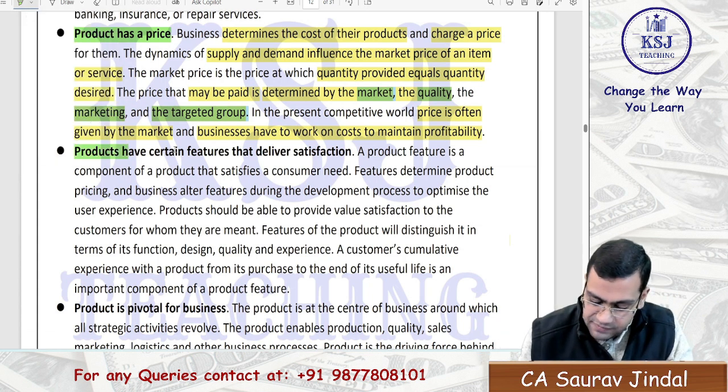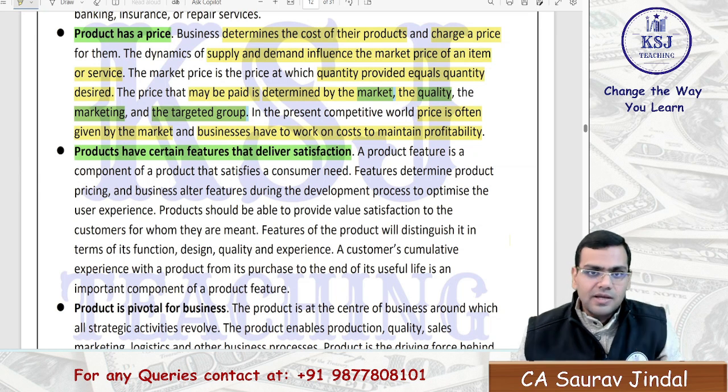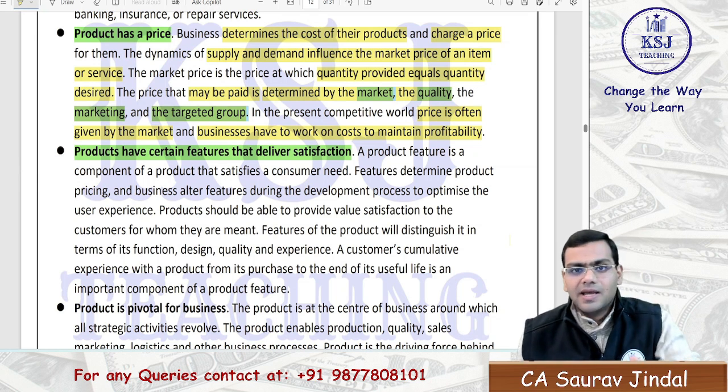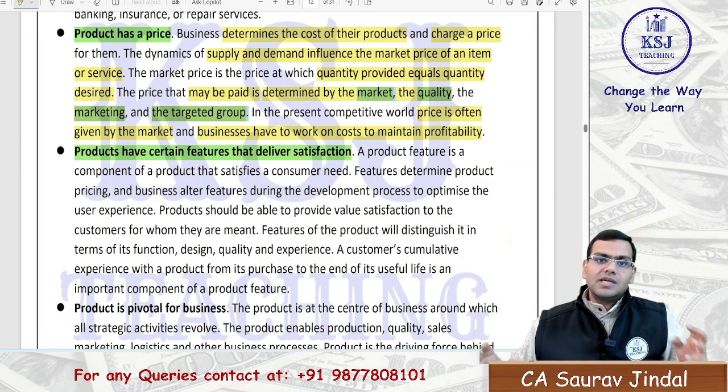The products have certain features that deliver satisfaction. Now, if you go to the market and buy rice, why are you going to the market and buying rice? Because when you eat that rice, that will satisfy you, isn't it? You want to satisfy your hunger.